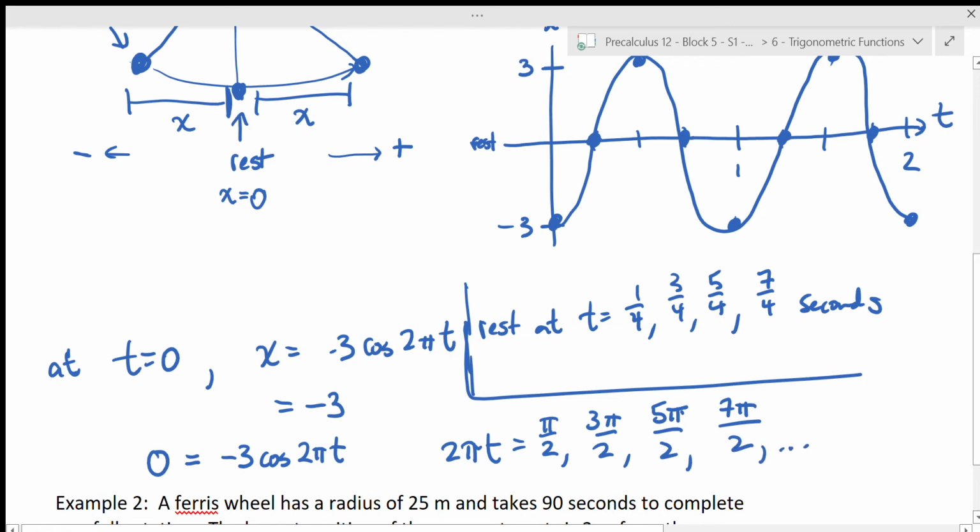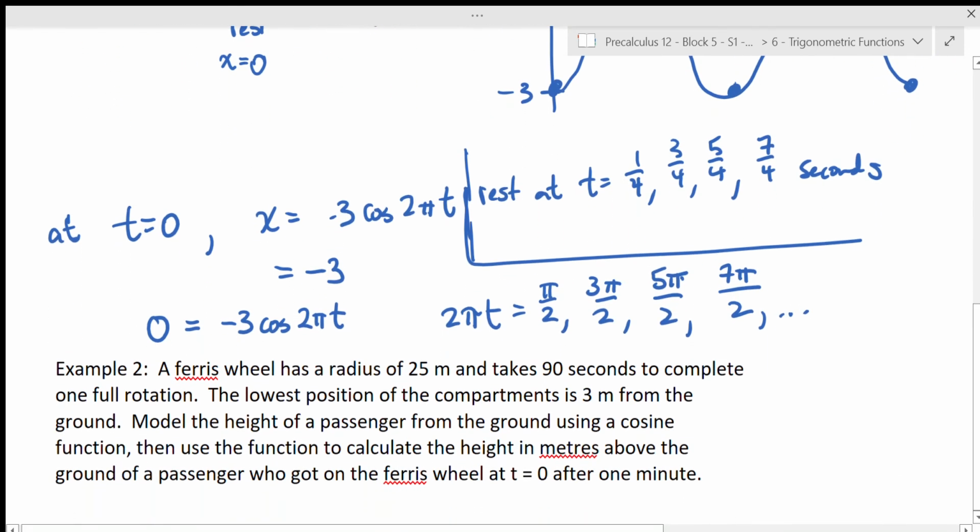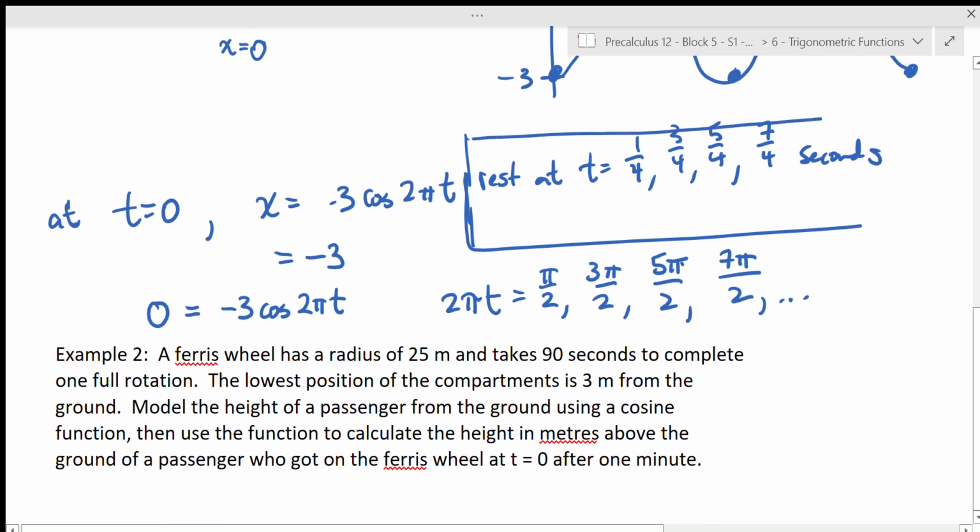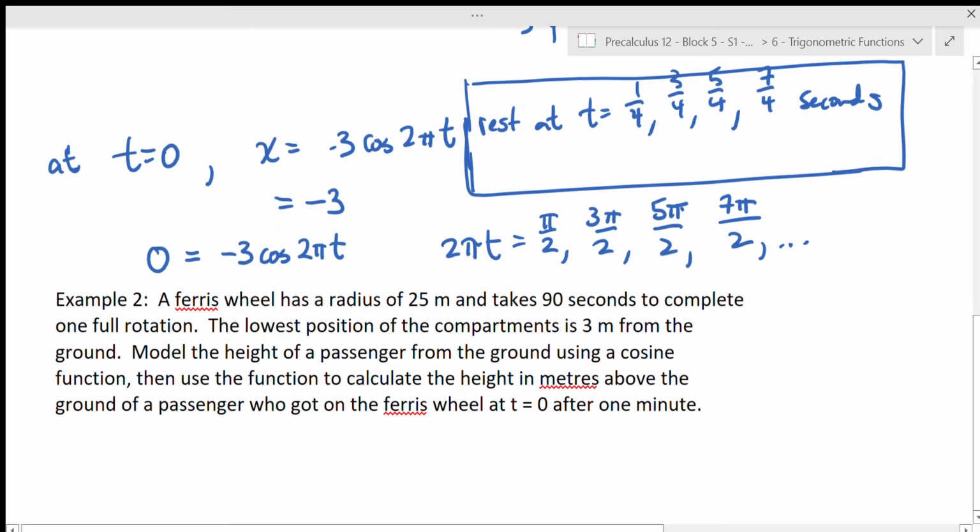If we take these and divide them by 2 pi, we get the same solutions that we would get up here. And once you get to 9 pi over 2, that's going to be more than 2 seconds, so that's not actually the solution we are looking for. So the ball passes through the rest position at these times, whether you do it algebraically or graphically.